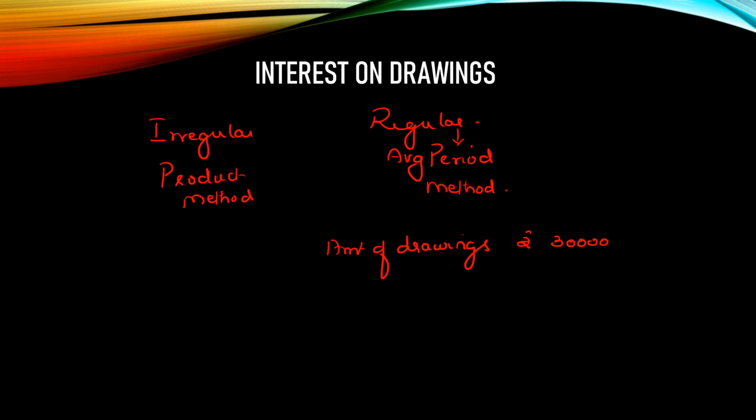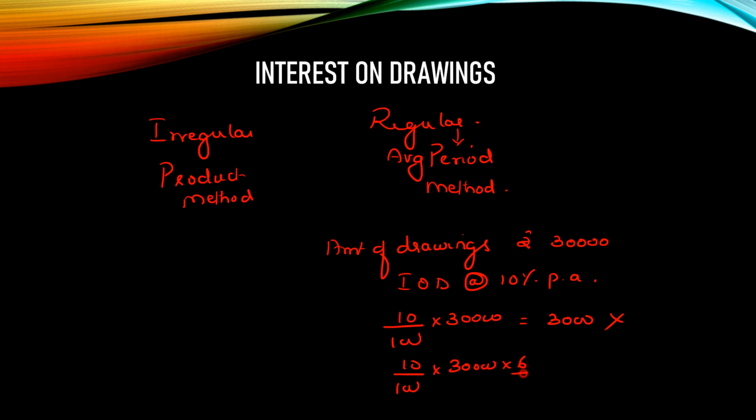Then in such circumstances, a very commonly made mistake is if interest on drawing has been given at 10% per annum, students take 10% of 30,000 directly and calculate it as 3,000, which is wrong. When the time period has not been specified, the date of drawing is not given, you are supposed to take on an average 6 months. So the amount of interest on drawing would be 1,500. This is a very commonly made mistake by the students. So this has to be avoided.